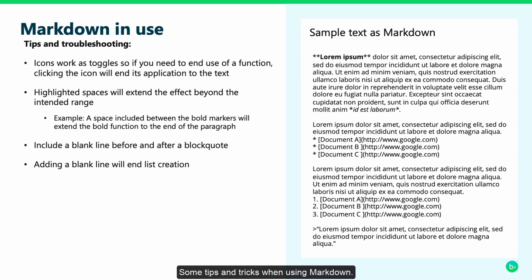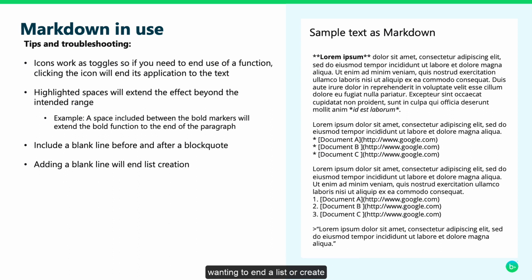Some tips and tricks when using Markdown. Icons are toggles. So if you've toggled an icon on to bold, you must toggle it off to stop text from being bolded. If you're using highlight to add a functionality to a space, so highlight, then click the button, the icon, then any additional spaces added in the highlighting will extend the effect of the icon beyond what was intended. So within the bold, there are no additional spaces between the asterisks.